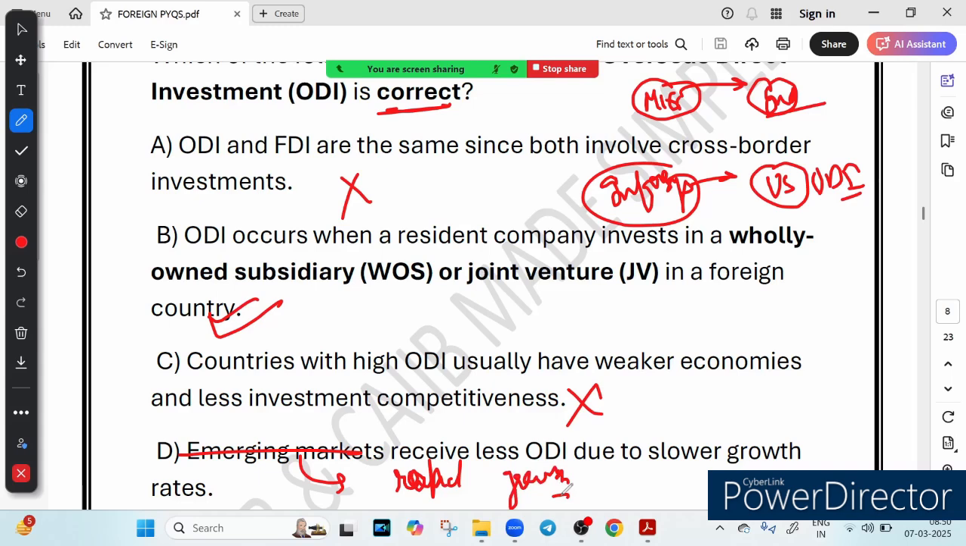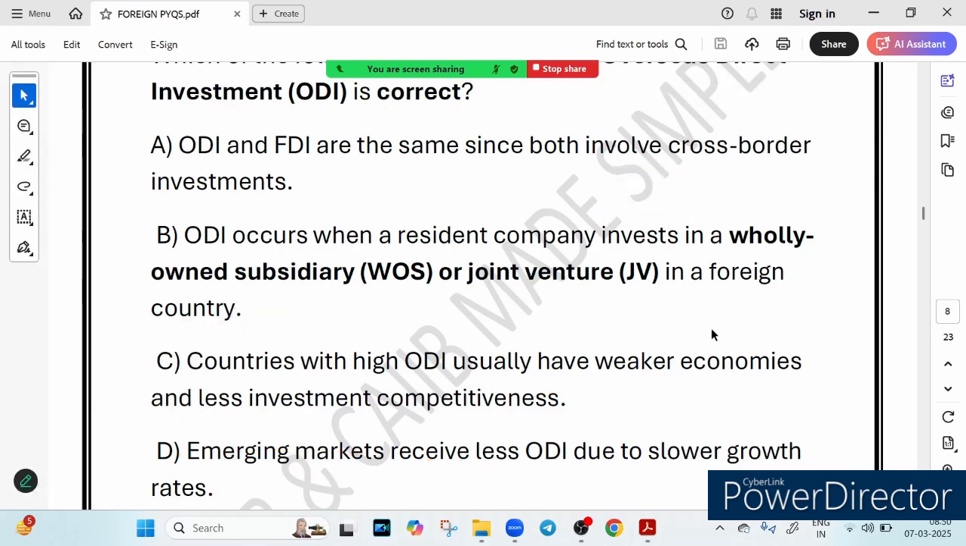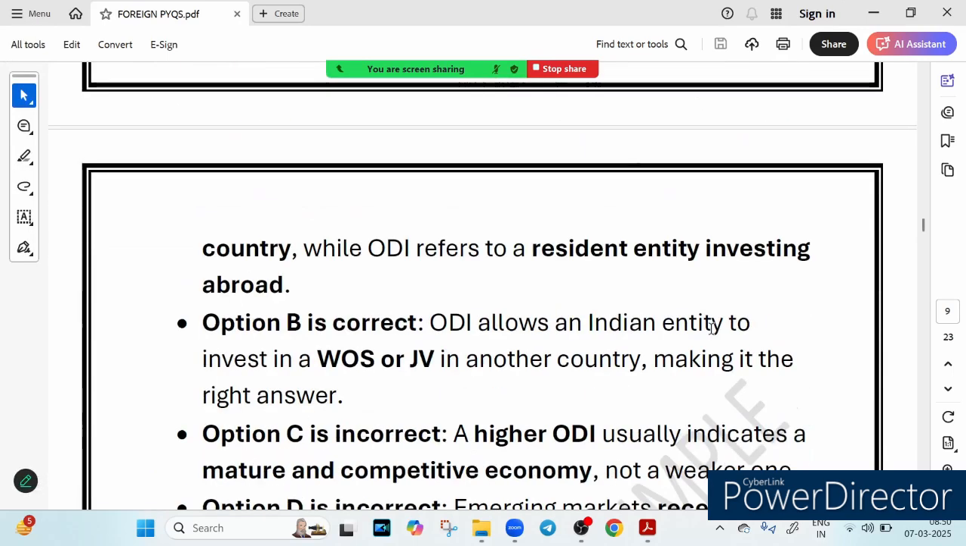So here are some key points to remember. The first point is that ODI involves a resident entity investing in a foreign company, unlike FDI, which is the reverse. High ODI levels typically indicate a strong economy with competitive business. Emerging markets often attract more ODI due to their growth potential. So I hope this makes sense to you. I hope the difference is quite clear. What is ODI? What is FDI?